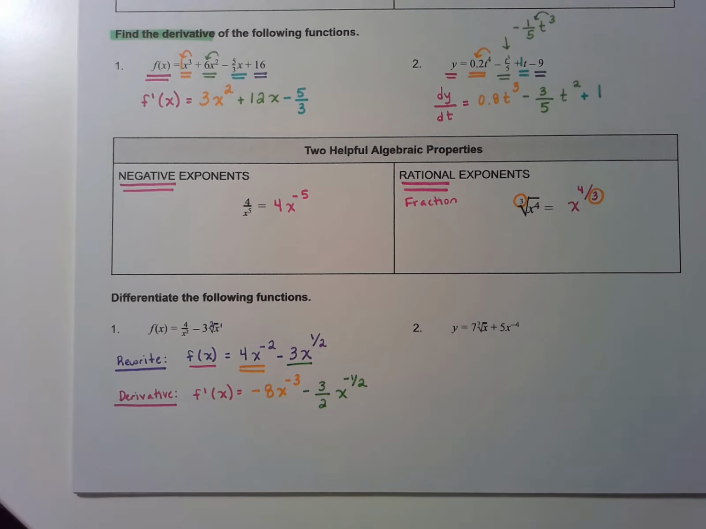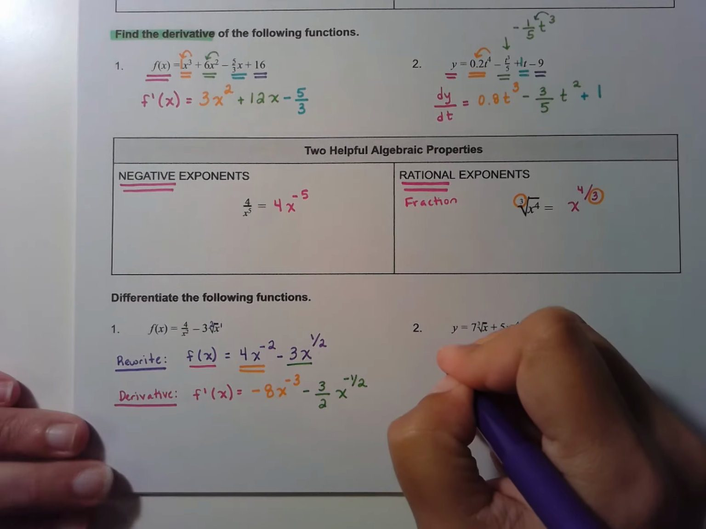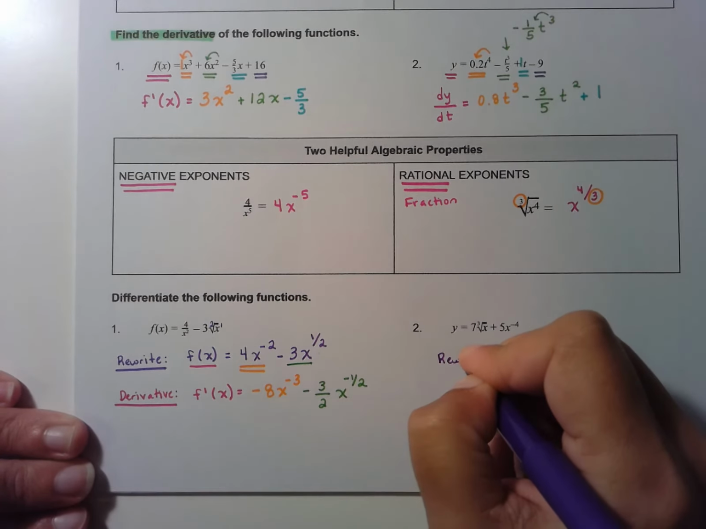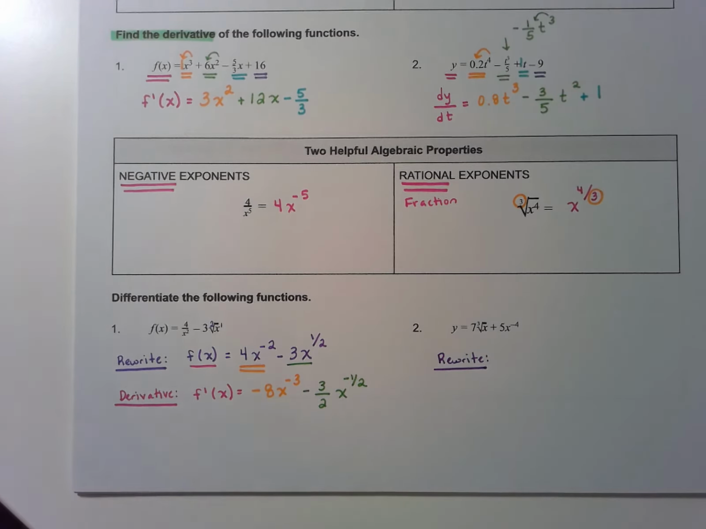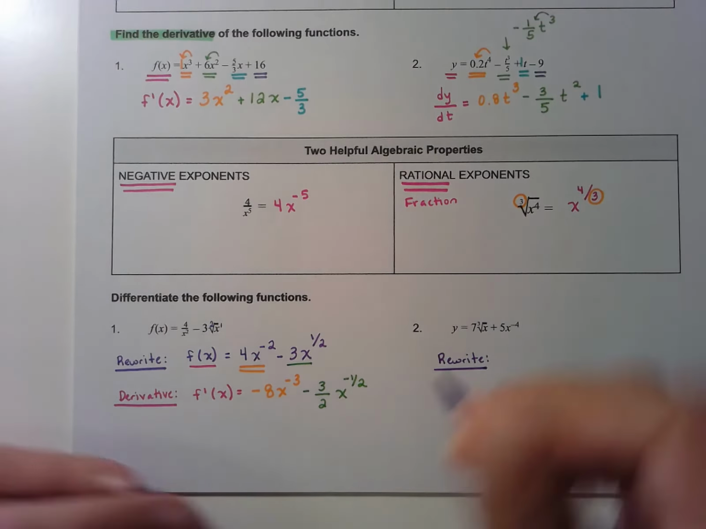Now let's look at number 2. So for number 2, again, it looks a little intimidating. We've got roots, we've got negative powers. My first step here would be to rewrite the problem to make it a little bit friendlier. So I'm not taking the derivative yet, I'm just rewriting the original.